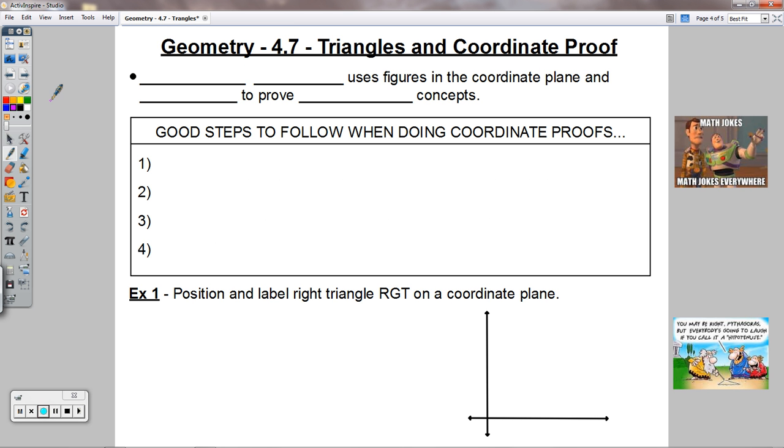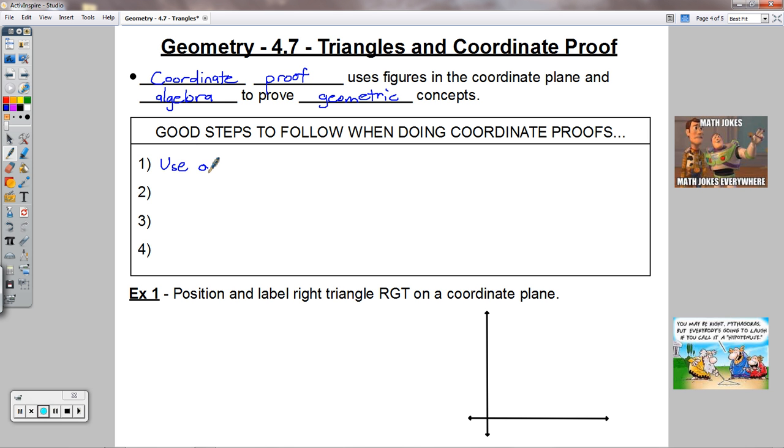So the first blanks here to start off should say coordinate proof: uses figures in the coordinate plane and algebra to prove geometric concepts. And then right here, this is the most important thing to know for this lesson: good steps to follow when doing coordinate proof. So let's just write these steps down.